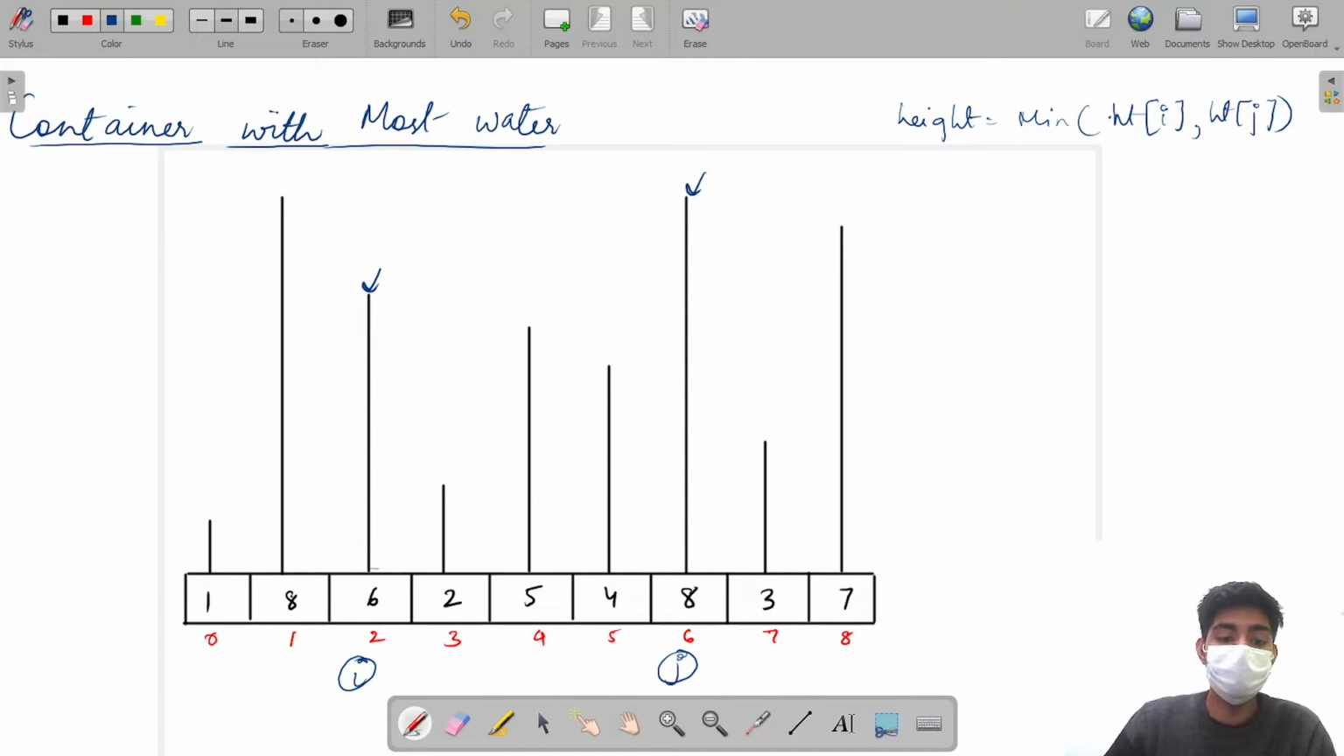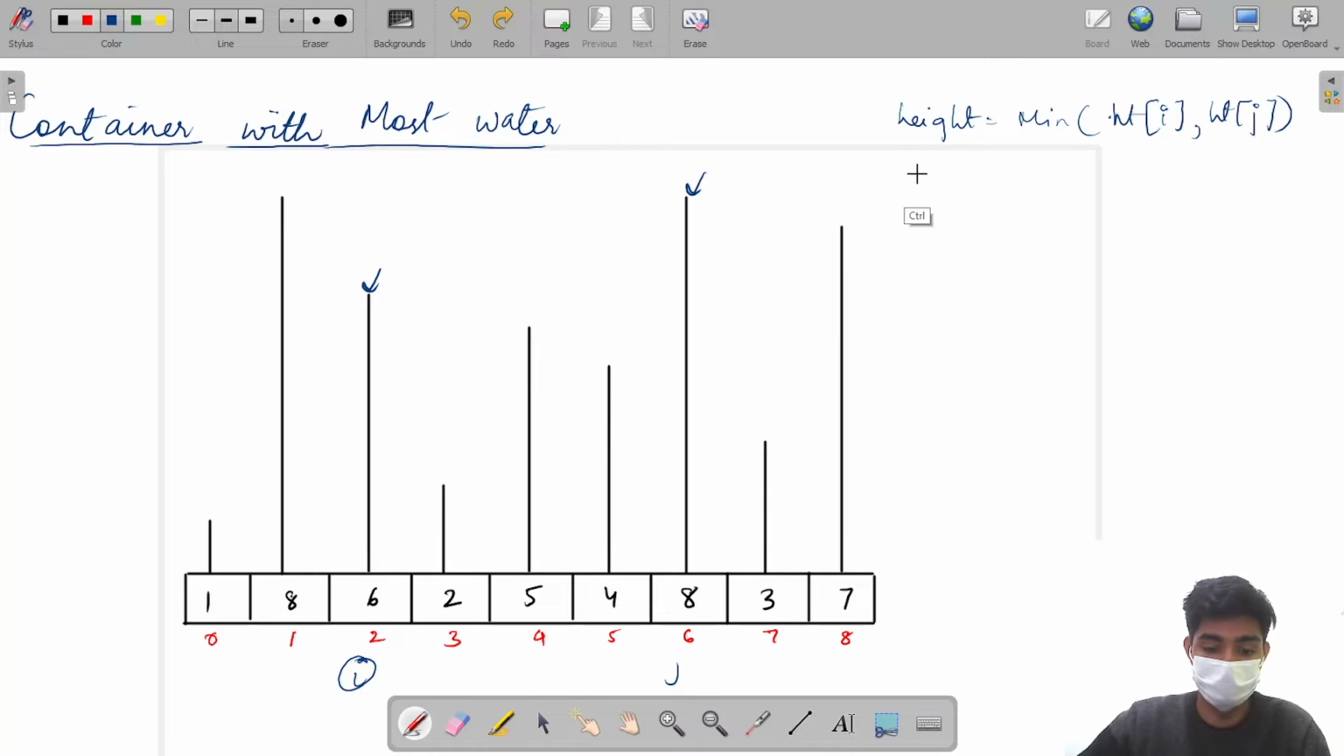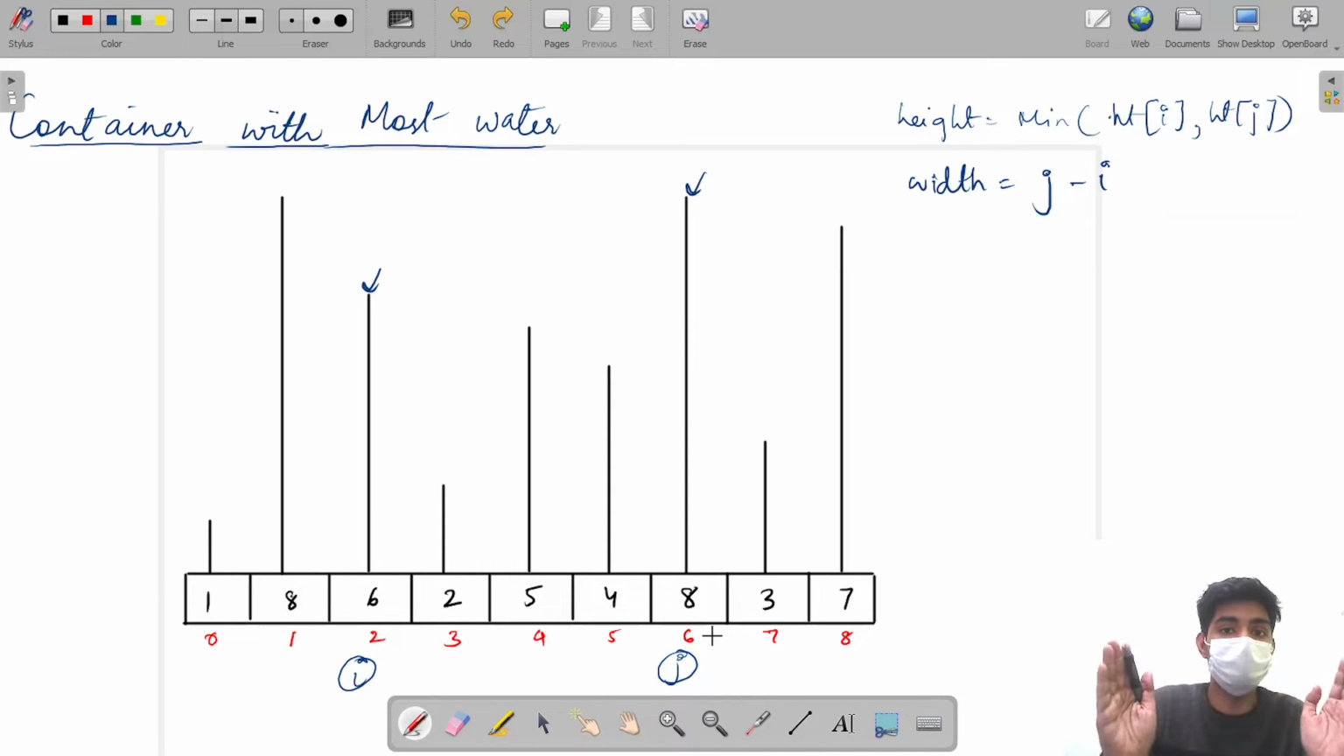And now what is going to be the base, or the width of my container? If I choose this line, my width of the container will be between this point and this point, between j and i. That is my range, and that is my width. So my width is going to be j minus i, because I have to choose the range. If i and j are pointers representing the two lines, then the range between them is going to be j minus i.